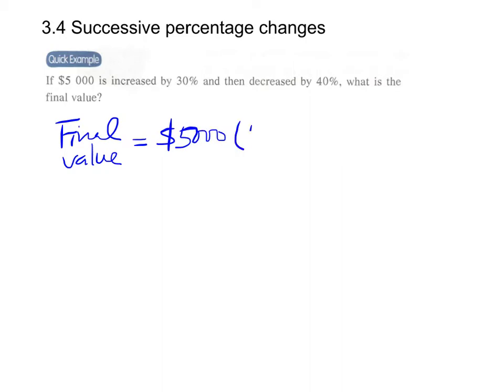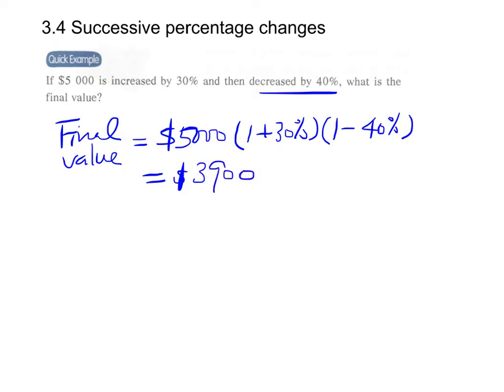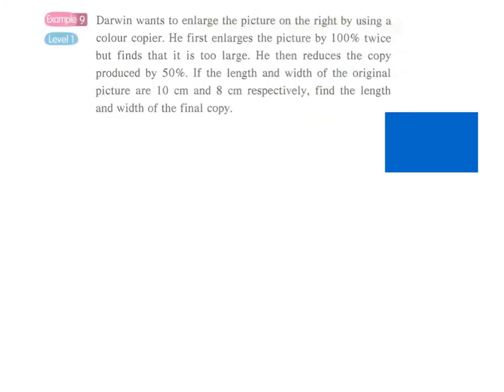$5,000 multiplied by 1 plus 30%. This is the increase, and then decrease by 40%. Then we multiply this by 1 minus 40%. And after using our calculator, the answer is $3,900.